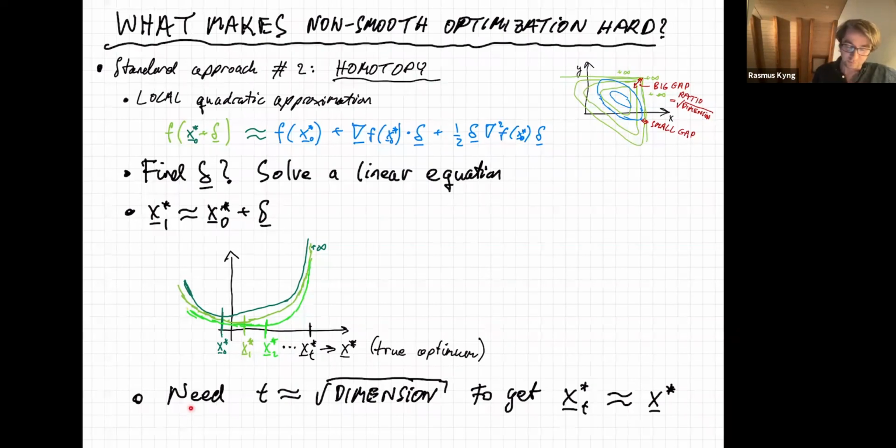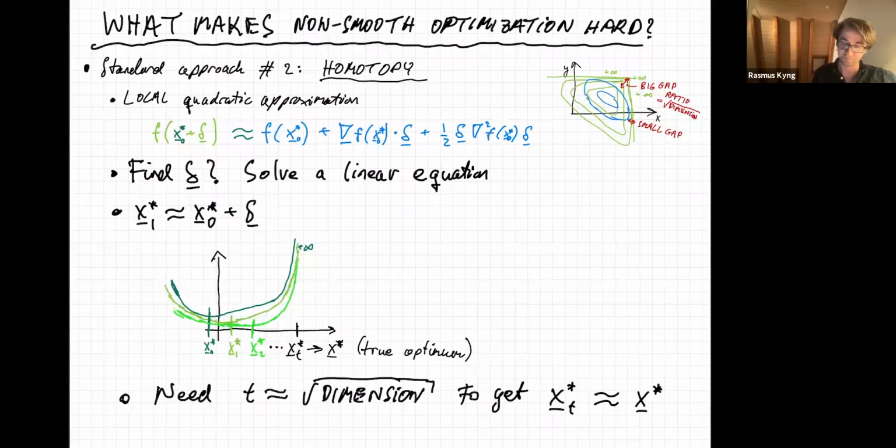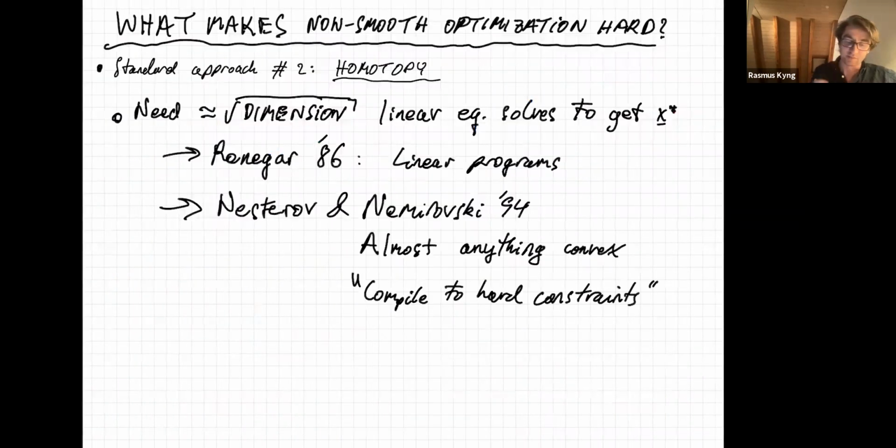So, okay, we need square root dimension steps roughly to get that xt star is close to x star because of this ratio between the different directions. Like how well does the ball approximate the cube?